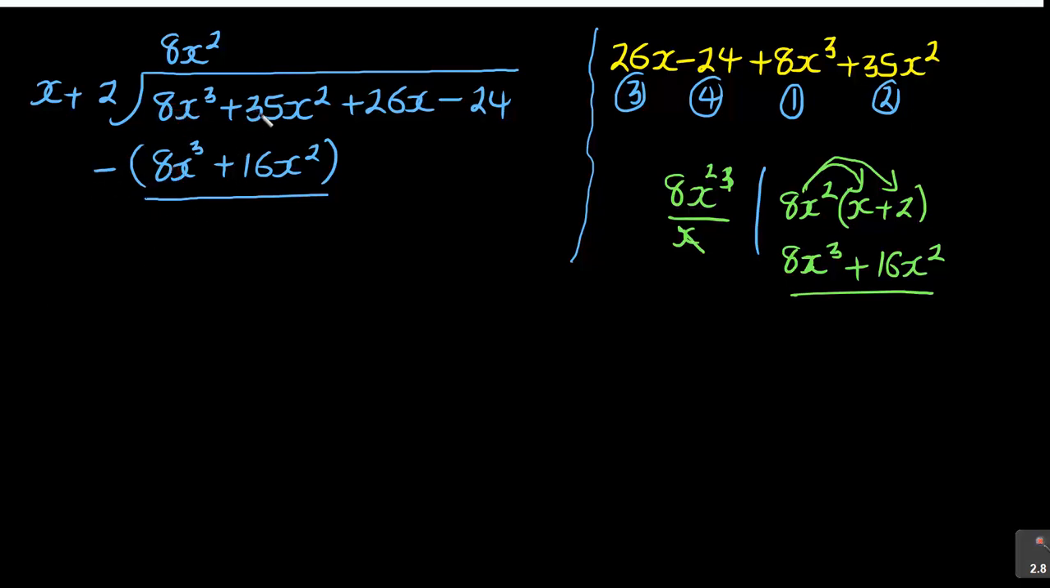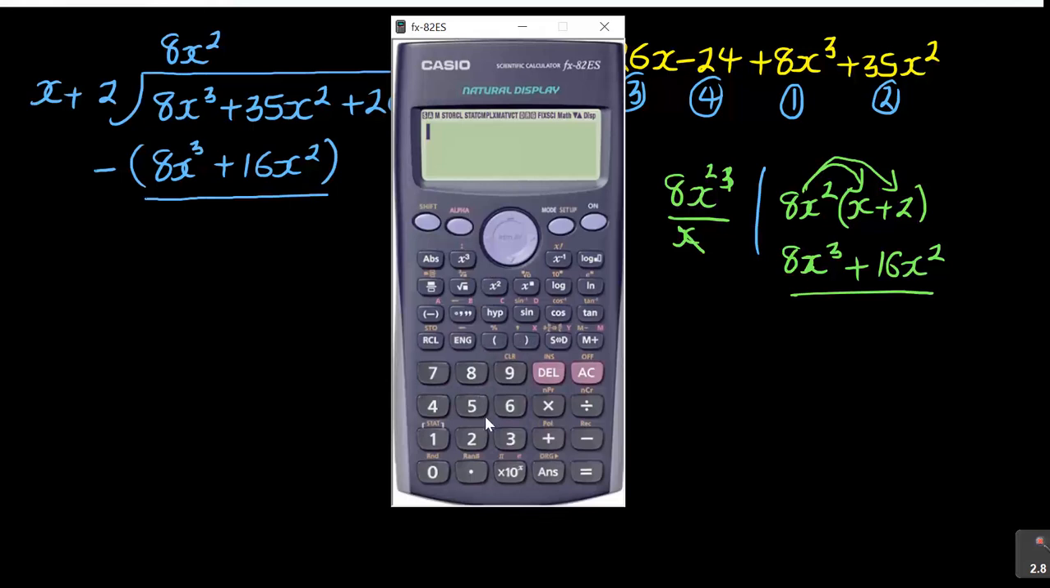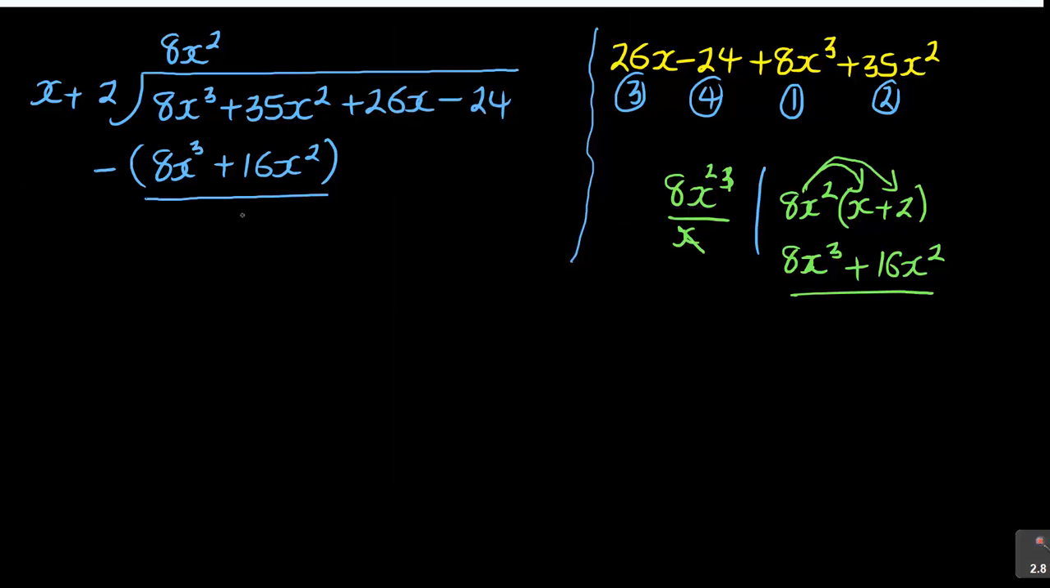There is nothing. And then 35x squared minus 16x squared. So in essence, it's 35 minus 16, which will give us 19. So I'm going to have 19x squared here. Then you drop down what you are seeing there. Let's make it a bit shorter. I drop down plus 26, so it will be plus 26x.